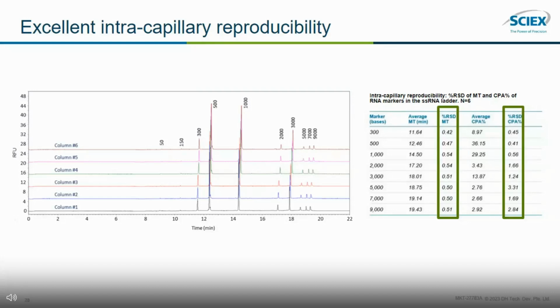Here we have the overlay of those 6 electrophoregrams obtained by injecting the ssRNA, and the table on the right summarizes the average and percent RSD values for the migration time and corrected peak area percent. The percent RSD for migration time is 0.55%, which is excellent, and the percent RSD for corrected peak area percent is better than 3.5% for all size fragments listed in our table.